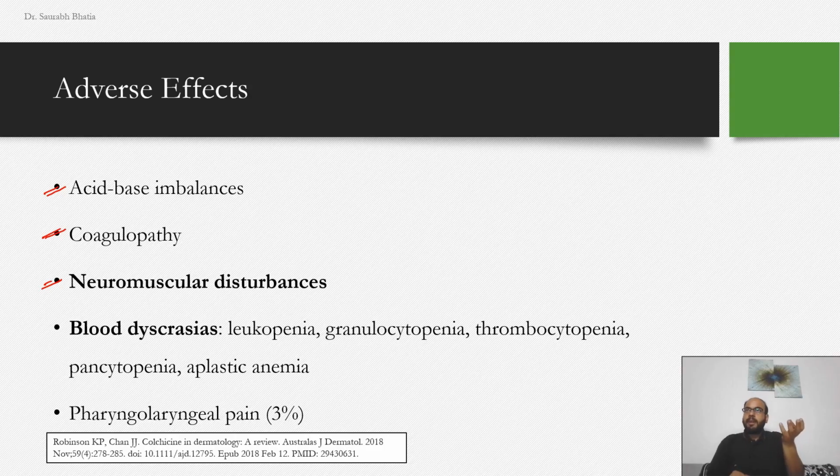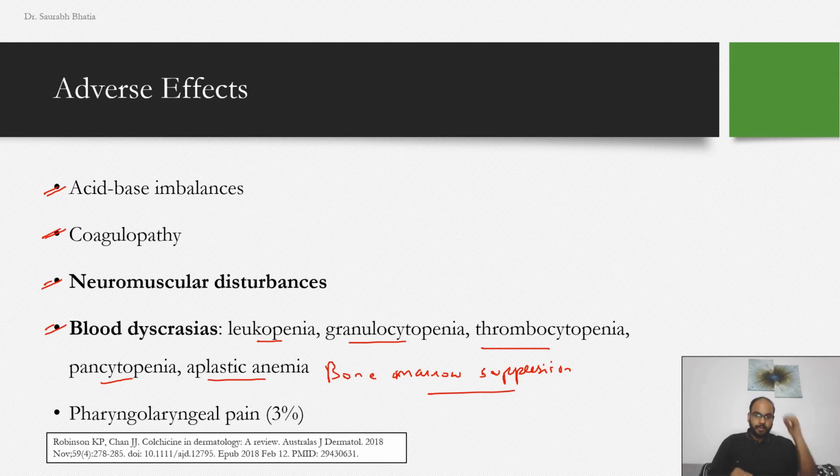Now you see, if you know about the mechanism of action, you can easily remember the adverse effects. Blood dyscrasias like leukopenia, granulocytopenia, thrombocytopenia, pancytopenia, aplastic anemia. Bone marrow suppression is a very important side effect to look out for. So while you're getting all those blood tests done, always evaluate for bone marrow suppression. Pharyngolaryngeal pain has been reported in about 3% of patients taking colchicine, so I decided I'll just mention it here.